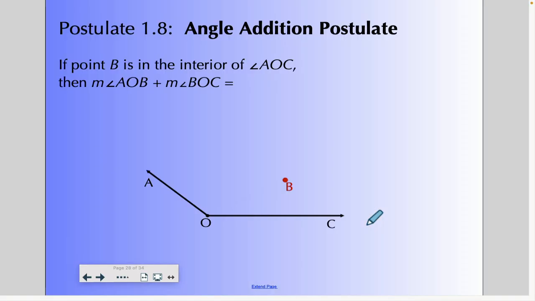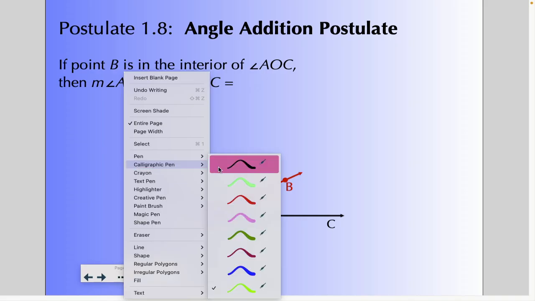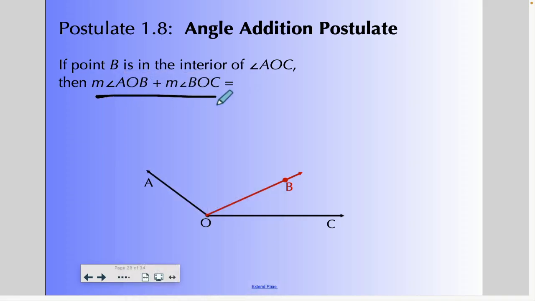The last postulate, which isn't too bad, then I'm going to let you work on all the others in the group because there's a lot of talking, is the angle addition postulate. There was a segment addition postulate. The angle addition postulate should work as well. If point B is in the interior of angle AOC, then it would look like this. I'm going to ask you to draw a diagram here. Then the measure of angle AOB plus the measure of angle BOC is equal to the measure of angle AOC.